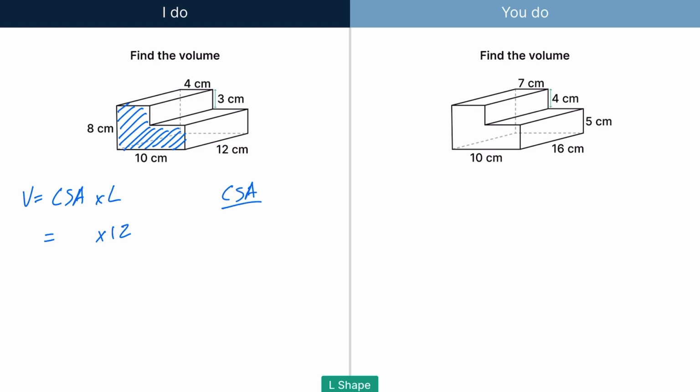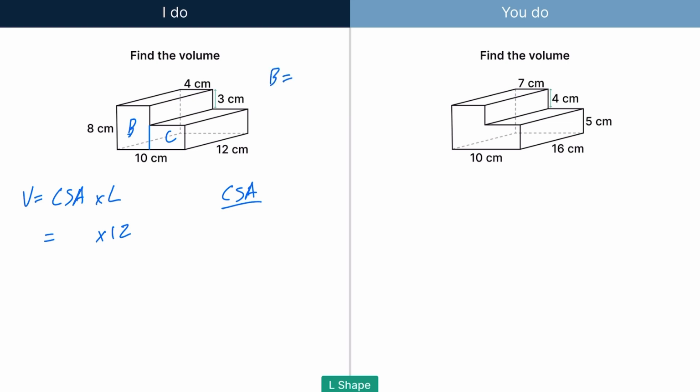Now this is a compound shape. So I'm just going to rub this off, and we can split this into 2. And we can find the area of this bit here. Let's call this B, and let's call this C. And then I can add them together. So to find the area of this face, let's just start with B.